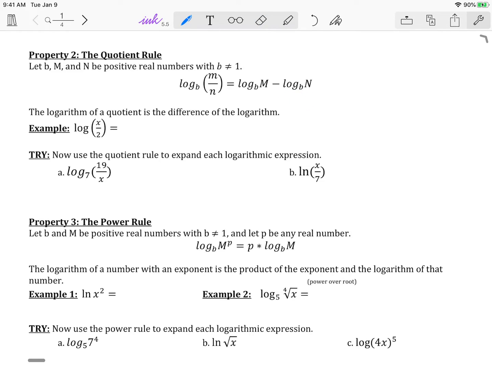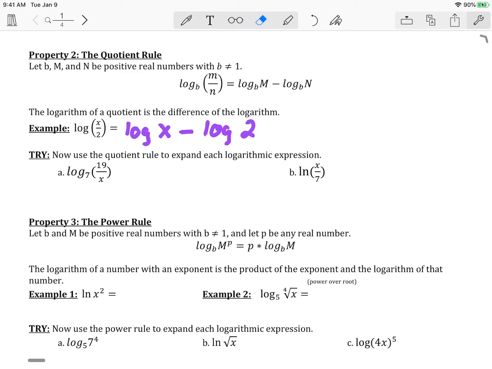So I have here the example, log of x over 2. So that's the log of x. Division goes with subtraction, so minus the log of 2. We're expanding, right? I'm writing this as the sum or difference. You'll see the word expand in your directions.